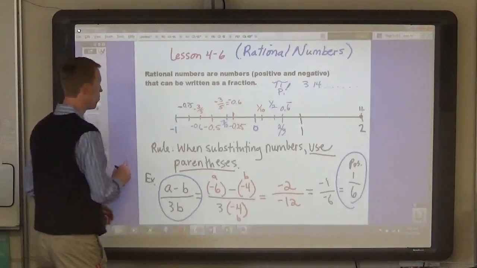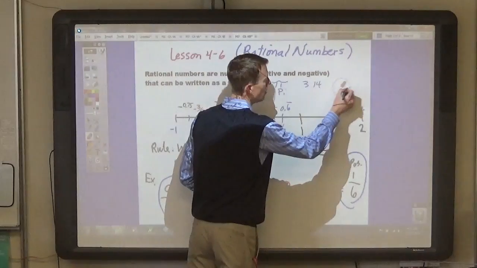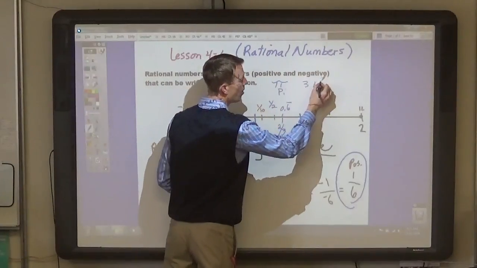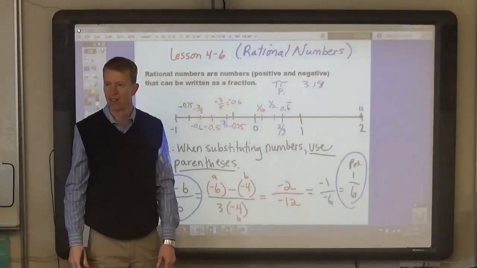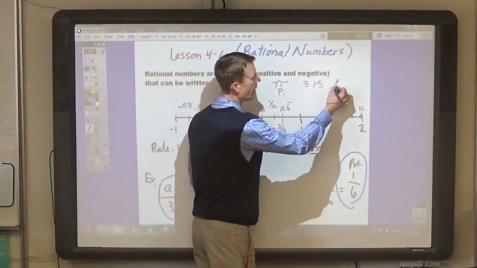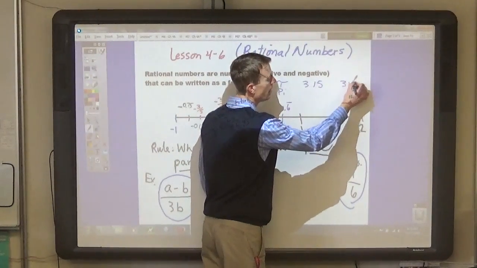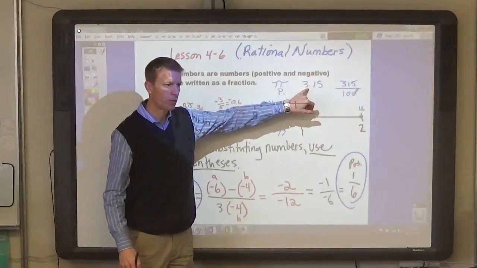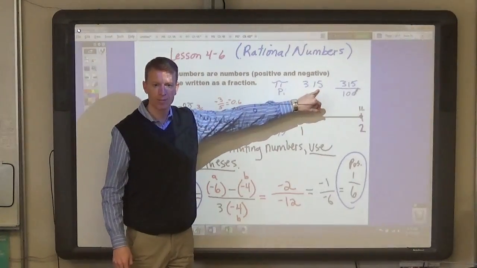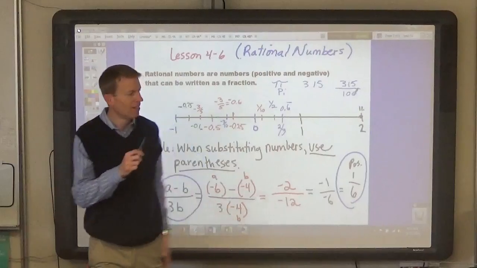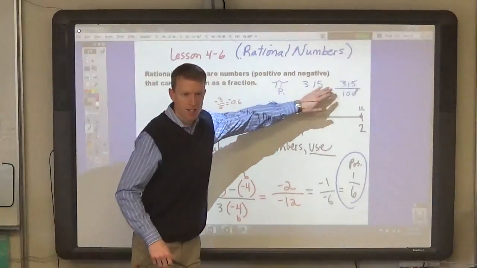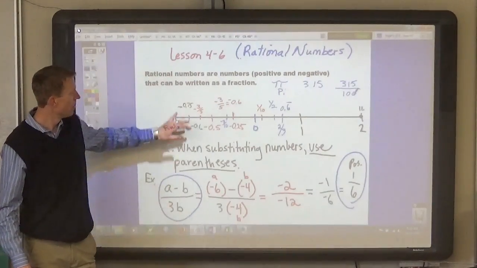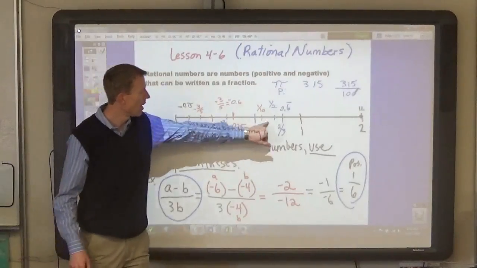Now, if it's just 3.14, or if it's a terminating decimal, like 3.15, then you can write that as a fraction. You write it as 315 hundredths, which equals 3 and 15 hundredths. Okay? 3 and 15 hundredths, or 315 over 100. Those are rational numbers. Here's some other examples of rational numbers.